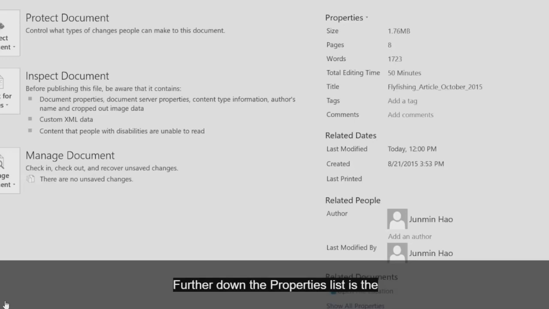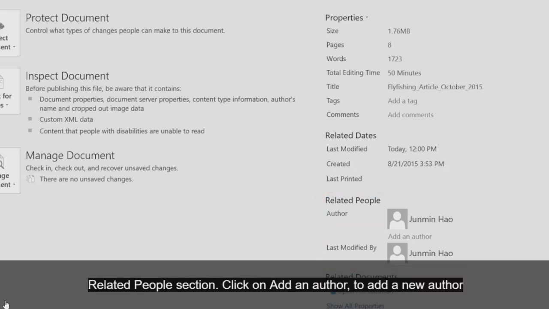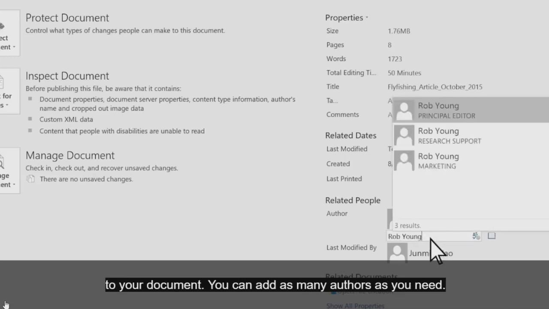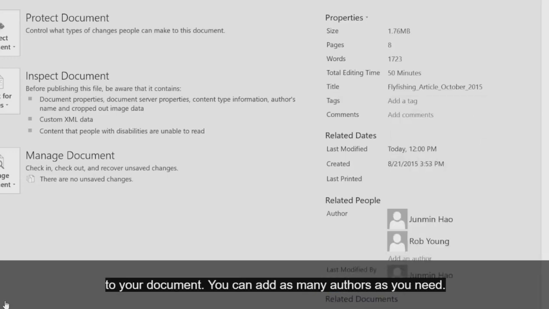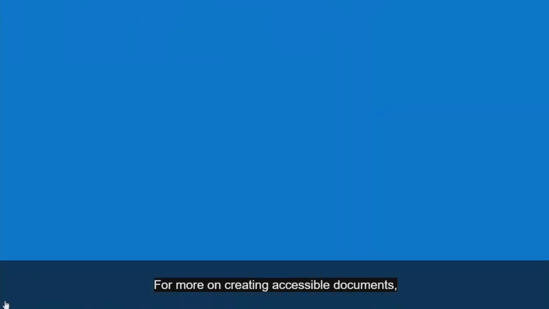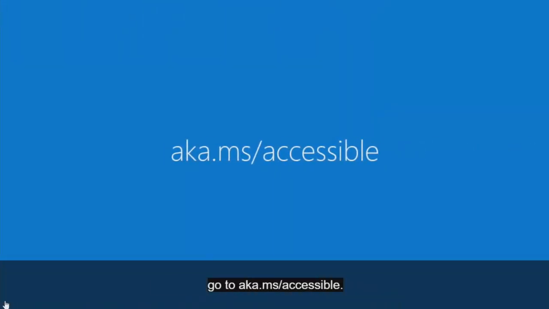Further down the properties list is the Related People section. Click on Add an Author to add a new author to your document. You can add as many authors as you need. For more on creating accessible documents, go to aka.ms/accessible.